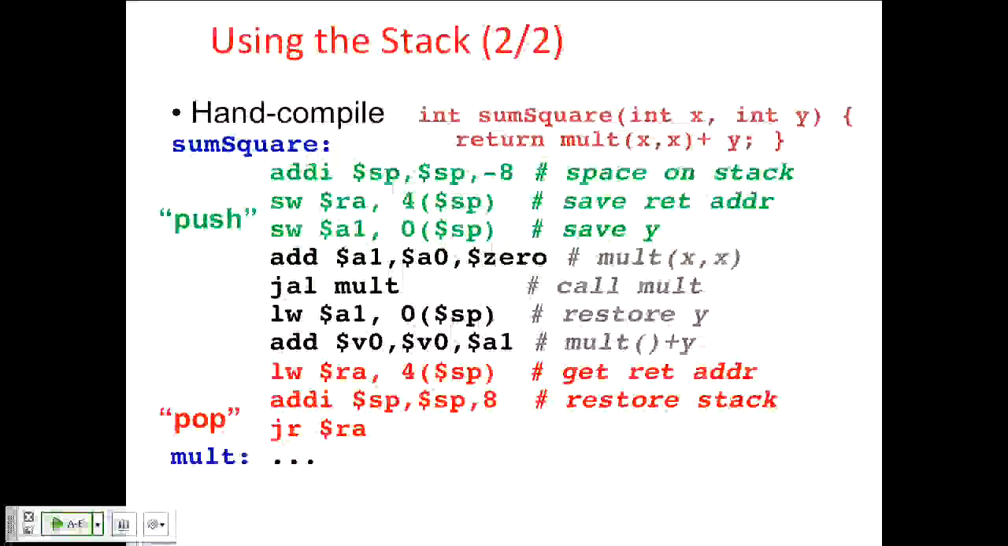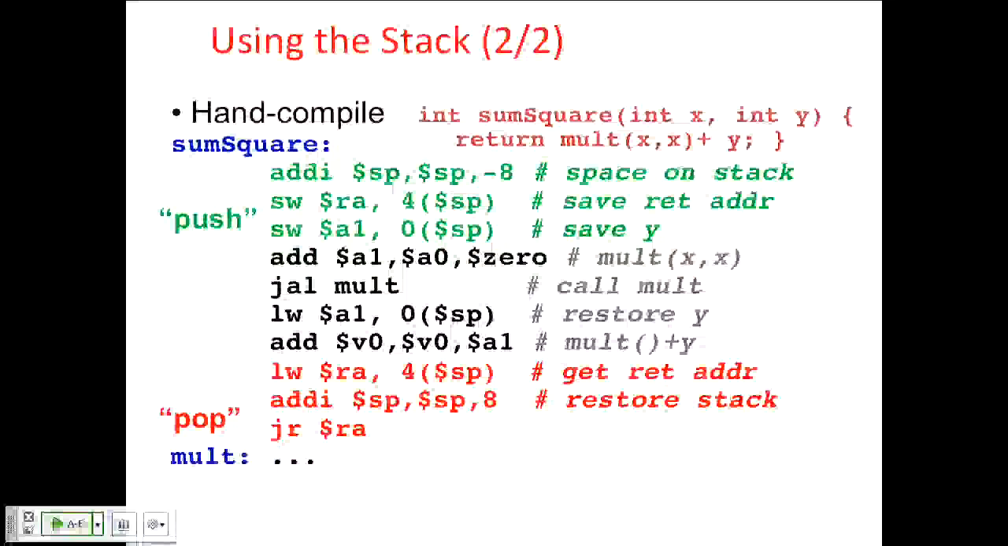So Y is in A1, X is in A0. Notice that this multiply function has 2 arguments. It multiplies any 2 values, but we're using it to do a square operation, right? So we actually want to create, when we're calling multiply, we want to put the same X value in A0 and A1.